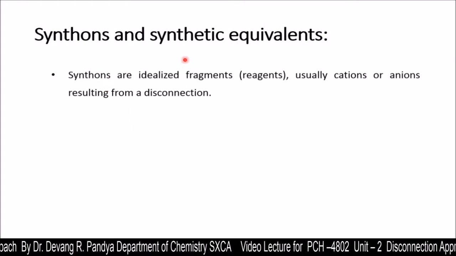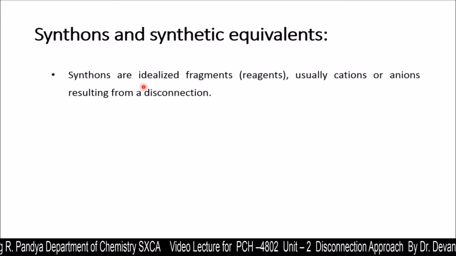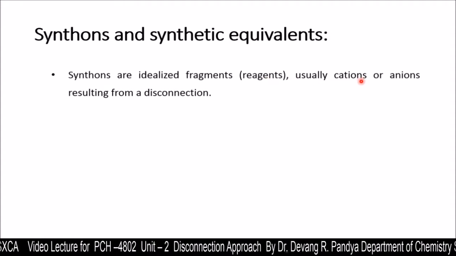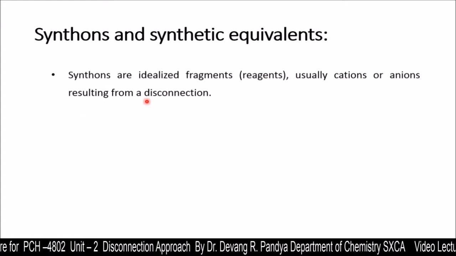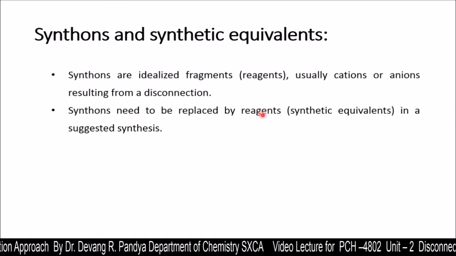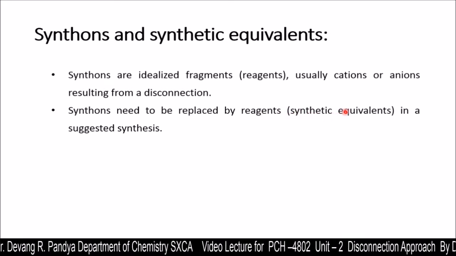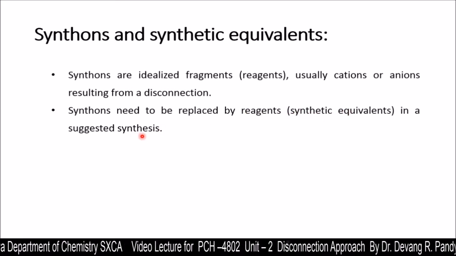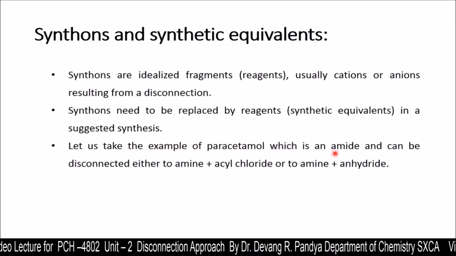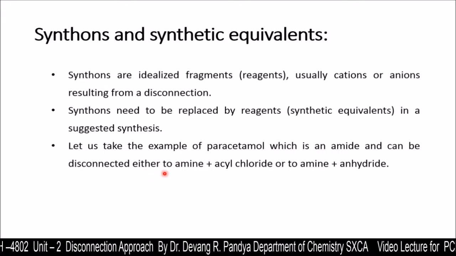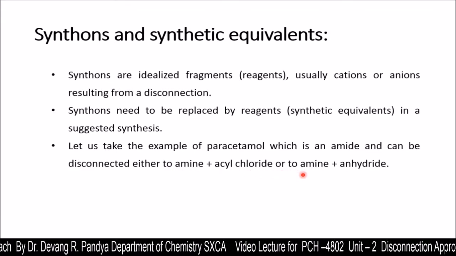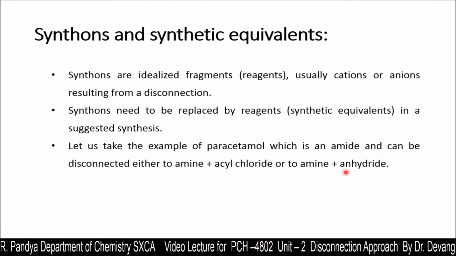Now synthons and synthetic equivalents. Synthons are idealized fragments, we can say reagents, usually cations or anions resulting from a disconnection. Synthons need to be replaced by reagents which are called synthetic equivalents in a suggested synthesis. Let us take the example of paracetamol, which is an amide and can be disconnected either to amine plus acyl chloride or to amine plus anhydride.